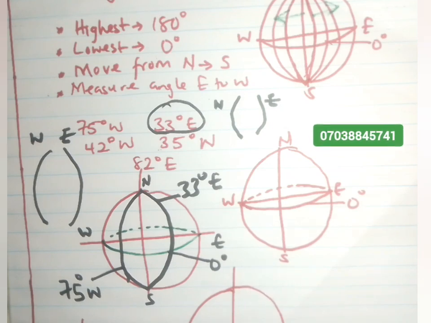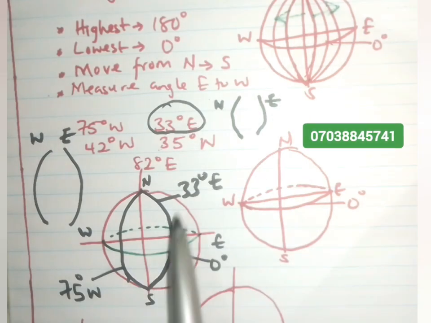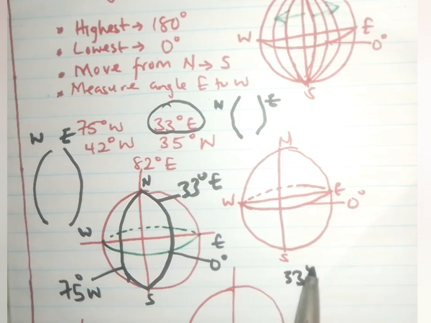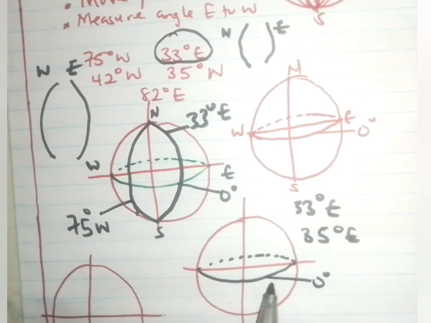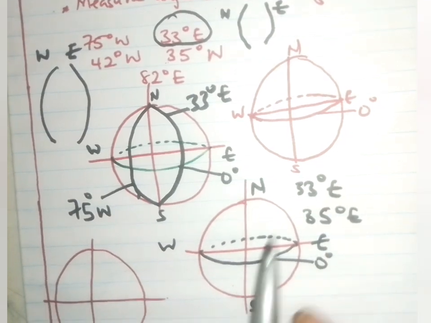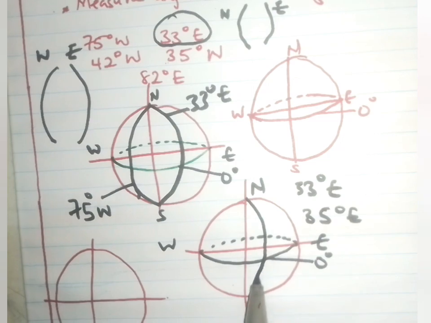If you want to draw two or three longitudes in the same direction, in the same diagram, you have to be very careful, because don't forget that it increases in this direction. So let us draw 33 degrees east and 35 degrees east in the same diagram. First, you draw your basic skeleton, you draw your equator, dot the back, label it 0 degrees, and label your polar axis and your 4 cardinal points. After doing that, let's draw the first one first. This is 0, so it's increasing in this direction. Let's draw 33 first. You draw it down like this and label it 33 degrees east.